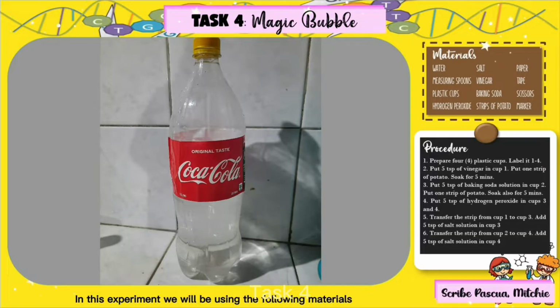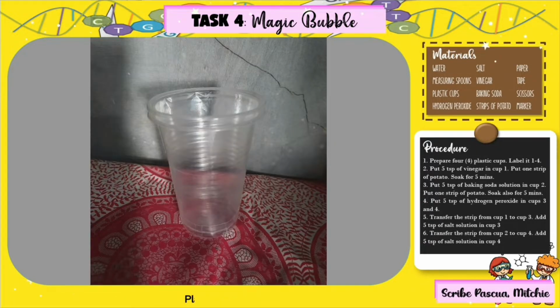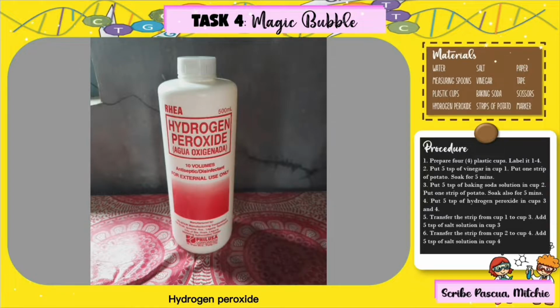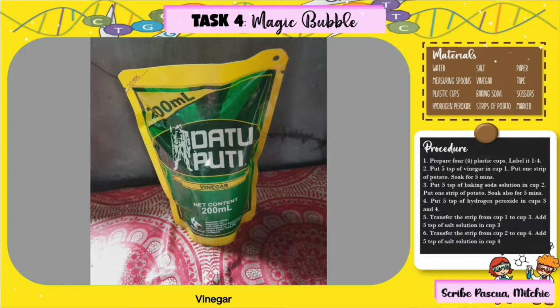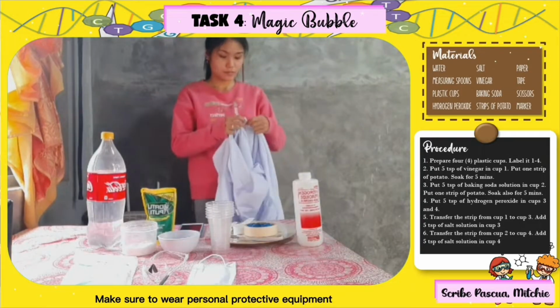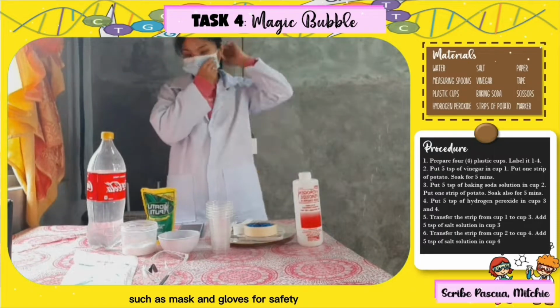Task 4. In this experiment, we will be using the following materials: water, measuring spoons, plastic cups, paper tape, scissors, a marker, hydrogen peroxide, salt, vinegar, baking soda, and strips of potato. Make sure to wear personal protective equipment such as masks and gloves for safety.